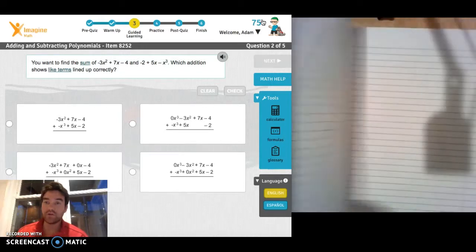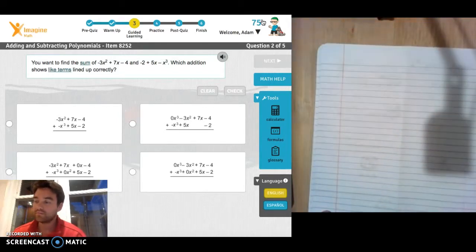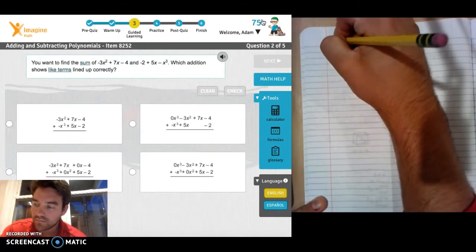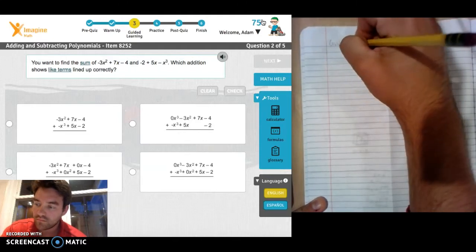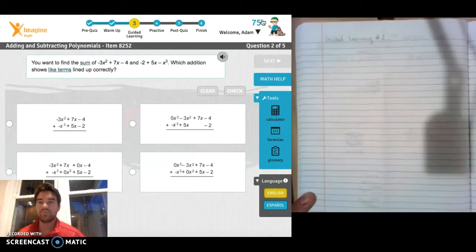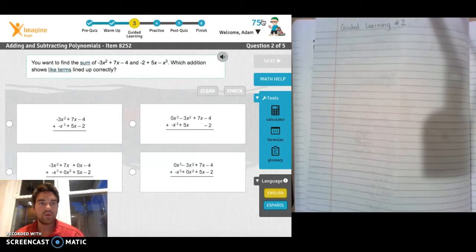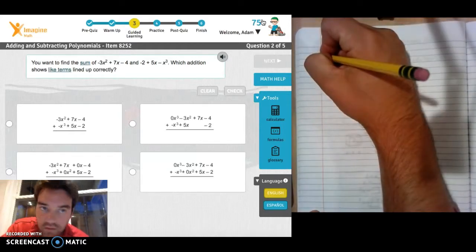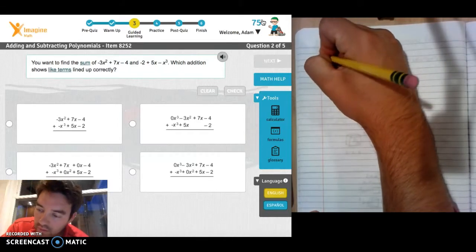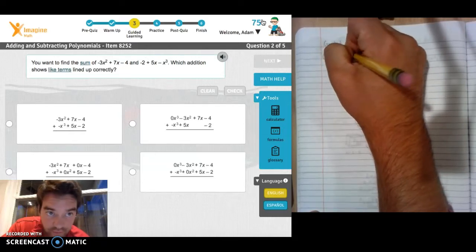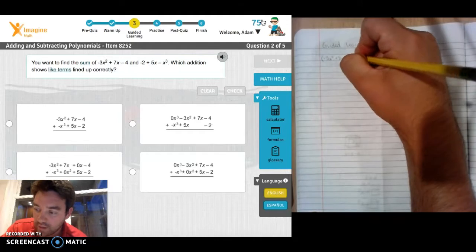Okay, so guided learning number 2. I'm going to go on to my next page. Guided learning number 2, right at the top of the page. You want to find the sum of negative 3x squared plus 7x minus 4. So, negative 3x squared plus 7x minus 4. And so the sum is going to be plus, I know that.